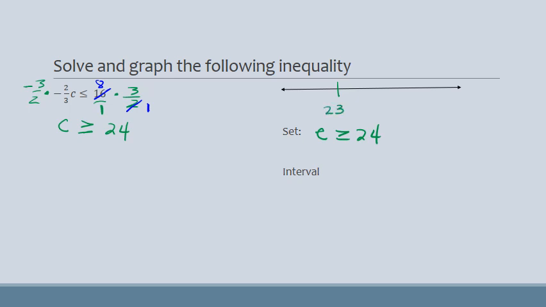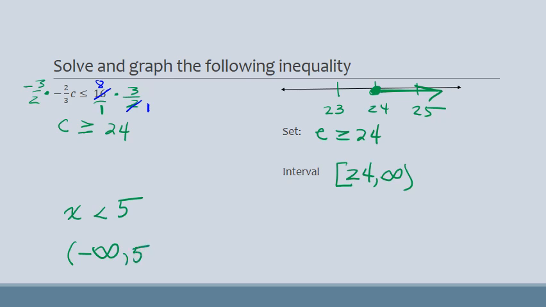So 23, 24, and 25, and a closed circle on 24, and my arrow going to the right. And in interval notation, 24 is included, so a bracket 24 to infinity. Just to reiterate, if I've got something that's x is less than 5, I'm going to go negative infinity to 5. So negative infinity will always come first.